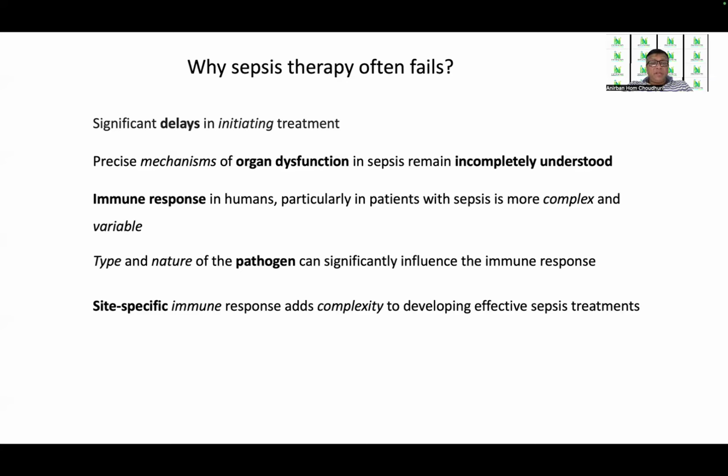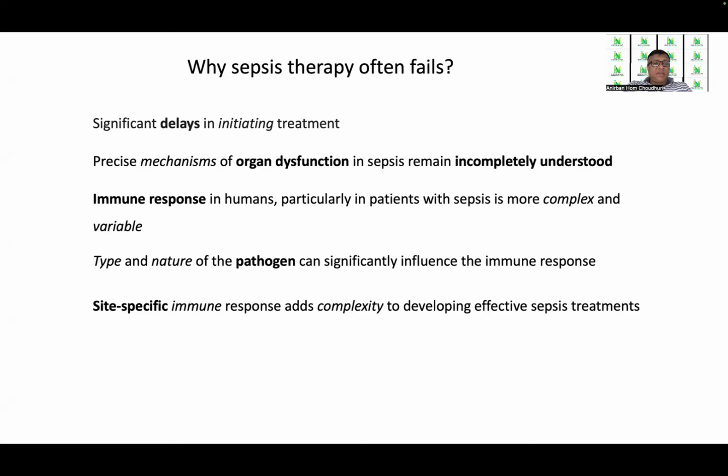Next is that the type and nature of the pathogen can significantly influence the immune response. The kind of response you can see after tropical infections like dengue, scrub typhus, or the progression of this immune response, which leads to HLH or macrophage activation, also varies depending upon the nature of the pathogen.